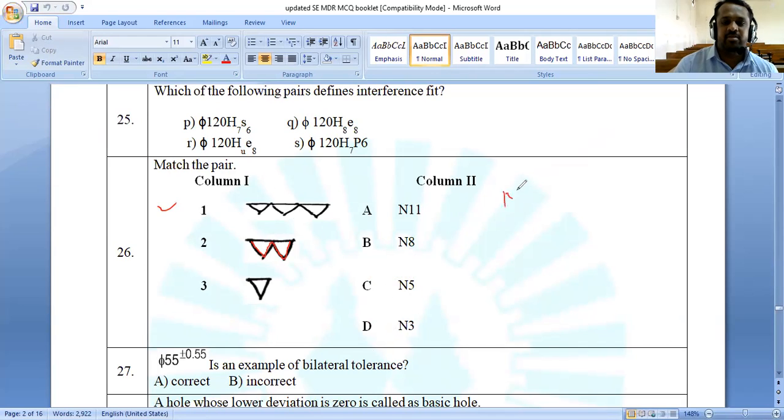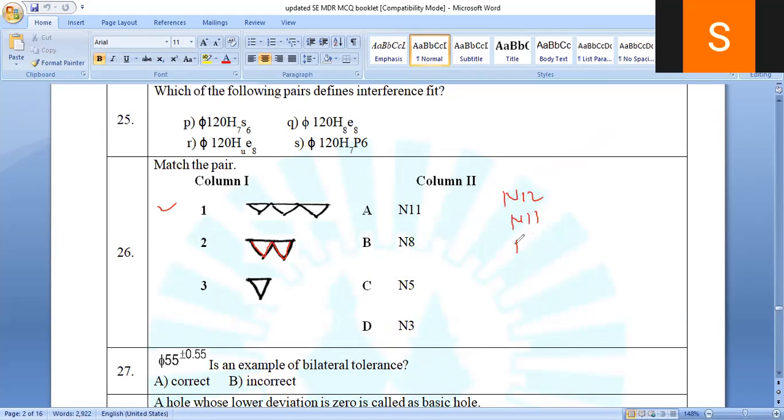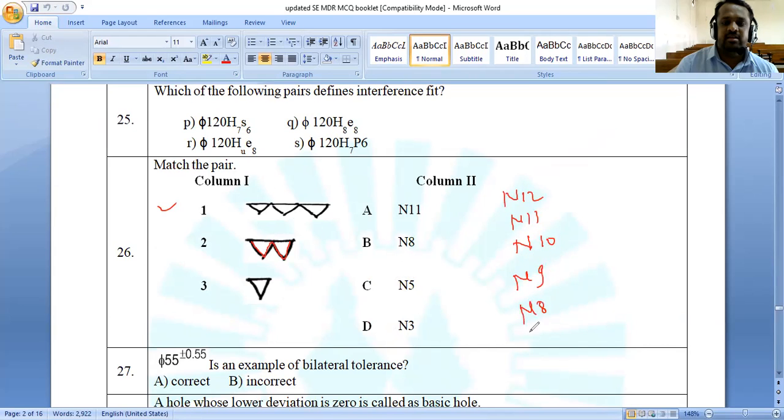Our grade is starting from EN12, na? EN12, EN11, EN10, EN9, EN8, EN7, EN6, EN5, then 4 and 3. Okay, 4 and 3. Then for the first, it is this way. Then we have to take 2, it having 2 triangles. Again we have to take 3, it having the 3 triangles.